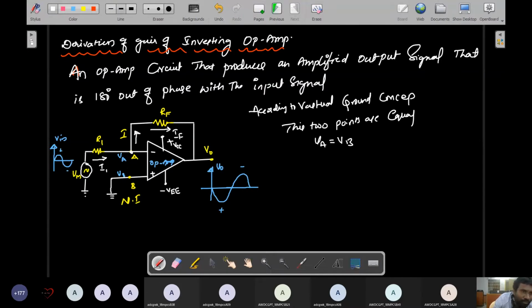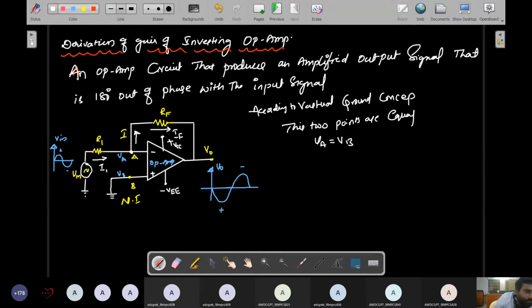Right now, according to the virtual ground concept, the two points are at equal potential. So the potential at point A is VA, I am representing it as V suffix A, and the potential at point B is VB.